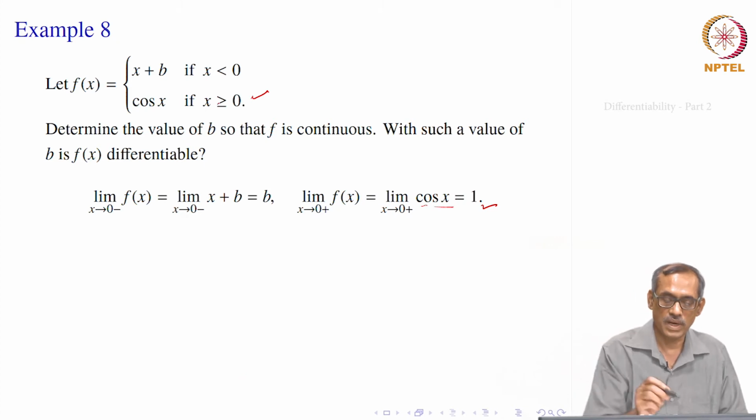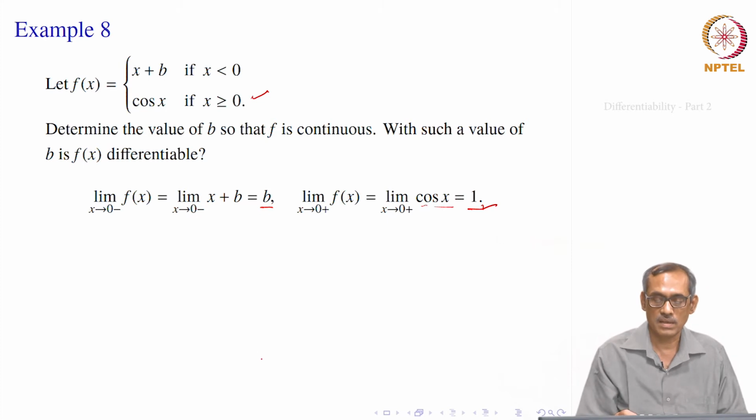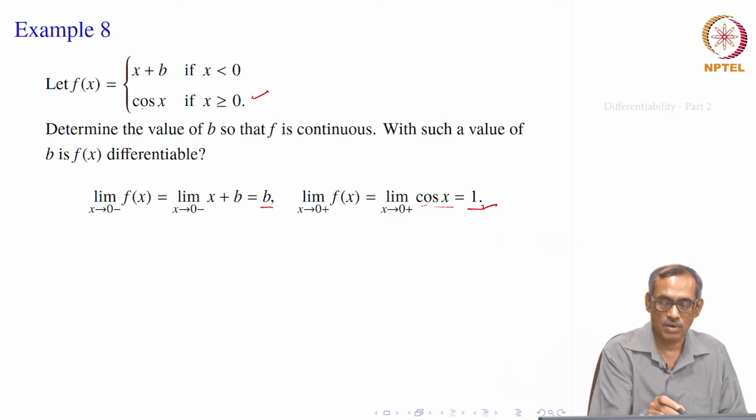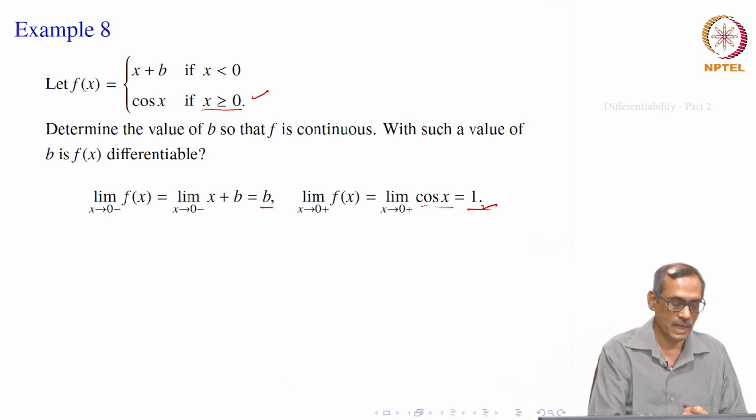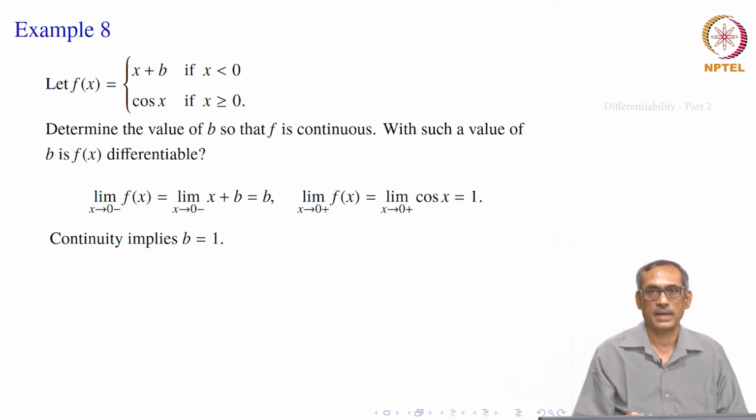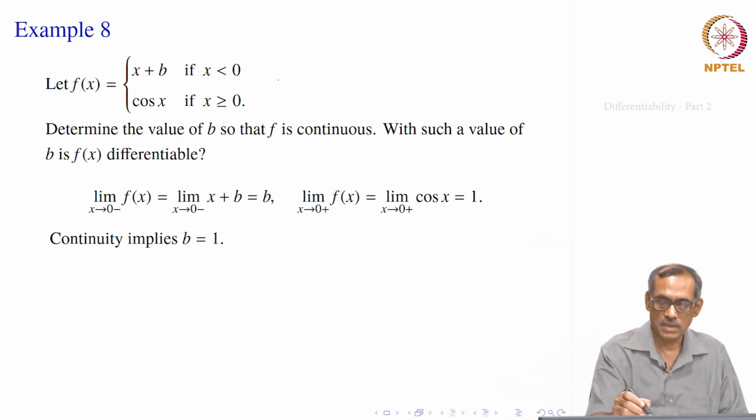Therefore, for f x to be continuous, these two limits must exist and they should be equal, and they should be equal to the functional value. So, now what is the functional value? F at 0, the second one is applicable. So, it is cos 0 which is 1, the same one. So, all that we get from this is b must be equal to 1, right. So, once b is equal to 1, our f is continuous.